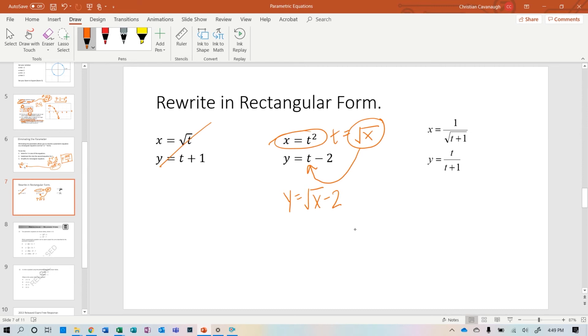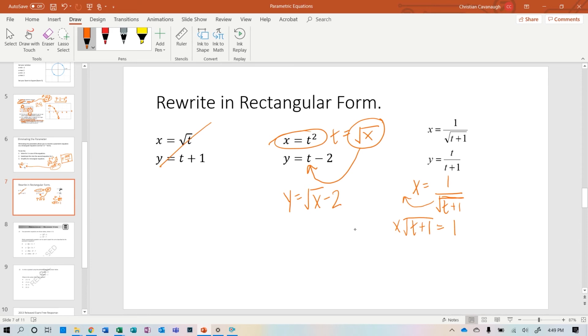Obviously, this next one is a little bit more tricky. So I'm going to start with my x equation, which is 1 over the square root of t plus 1. So the first thing that we need to do is get that t out of the denominator position. So we're going to basically just cross multiply. So we'll multiply that square root of t plus 1 thing over to the other side. So I'm going to have x times the square root of t plus 1 equals 1.